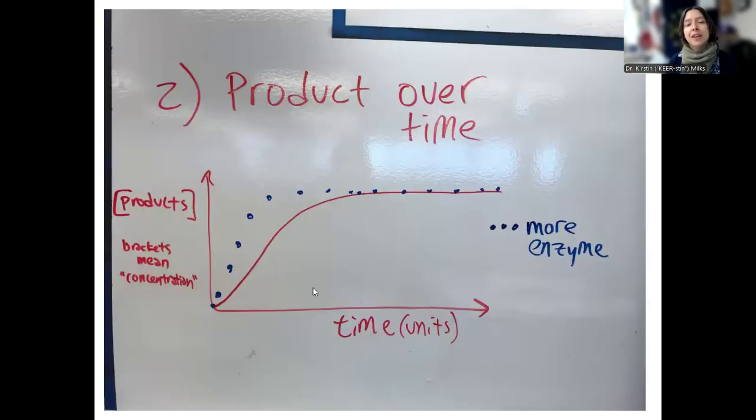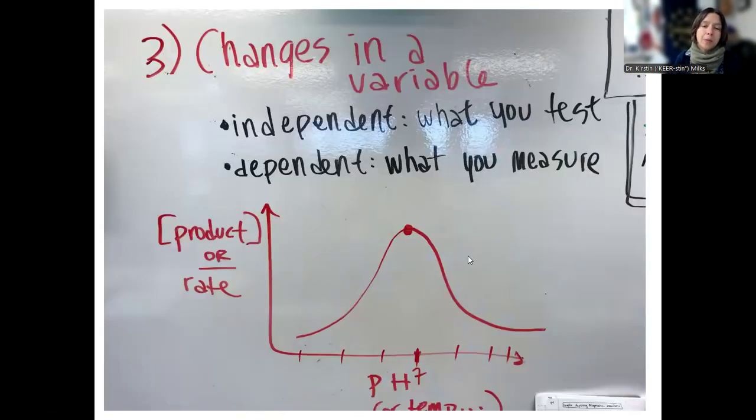The second type of graph we're looking at is a product over time graph. So here are the products. The brackets mean concentration. And then there's time in some unit. In this particular case, the independent variable was more enzyme. And you can see there's a graph for what it was like the first time, and then a graph for the tube that had more enzyme in it, changing that independent variable.